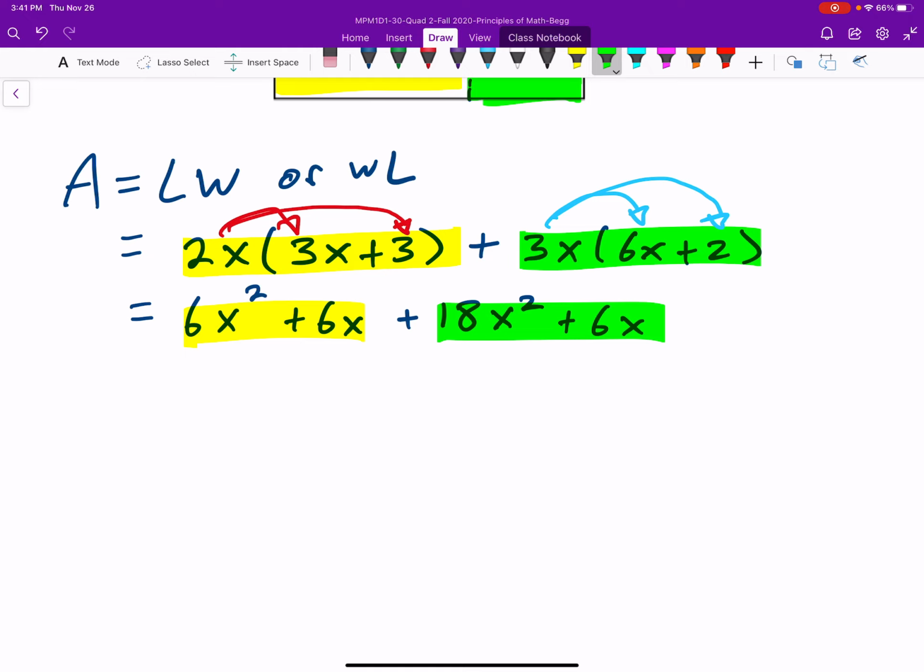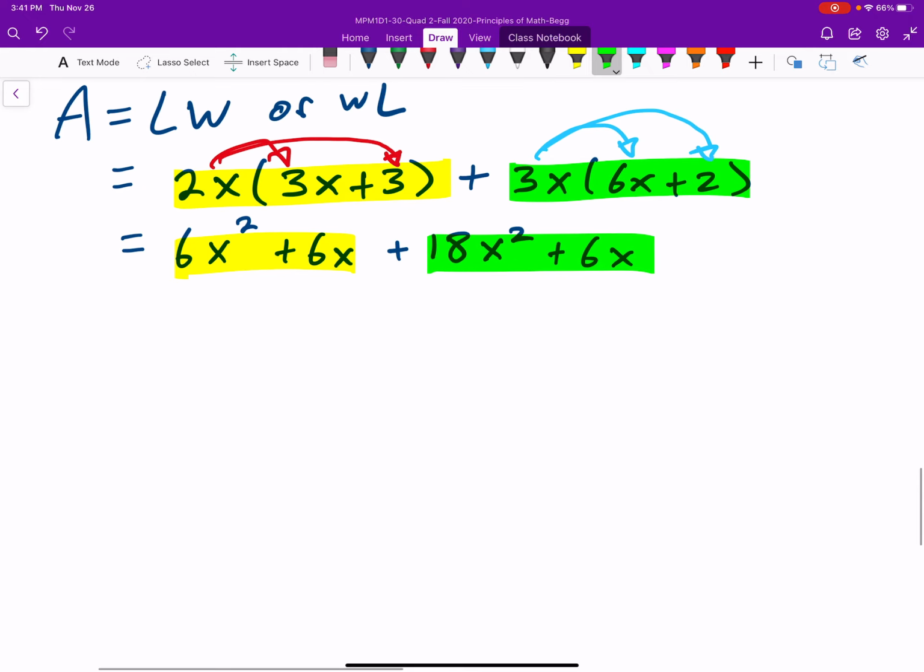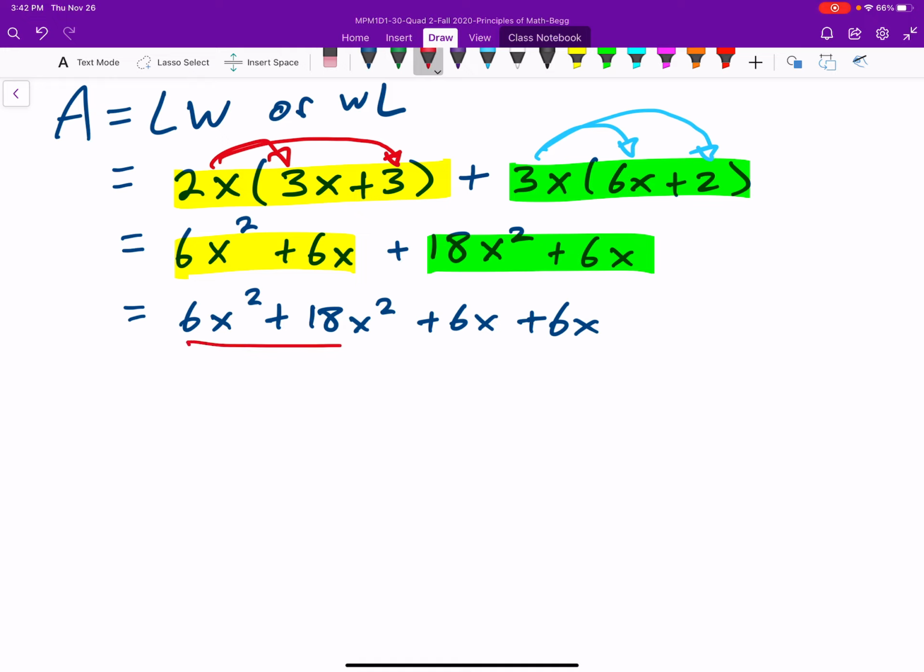But now I have to collect like terms again. So I've got x squared terms. I've got 6x squared and 18x squared. And I've also got just x terms. So I've got 6x and 6x. So I'm putting the like terms together. These are like terms, and this is another set of like terms.